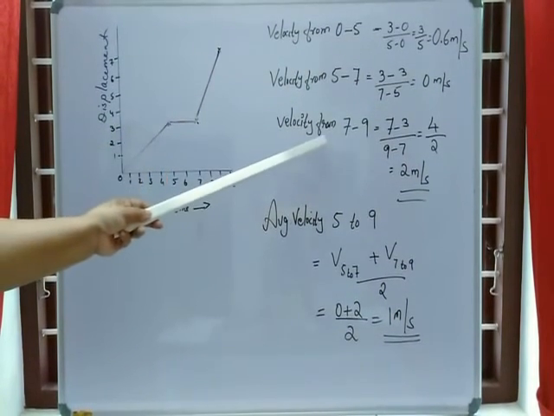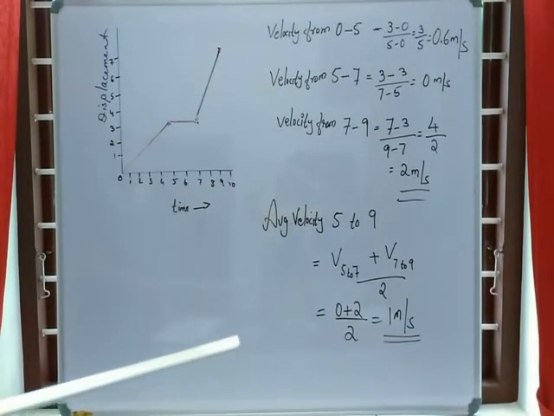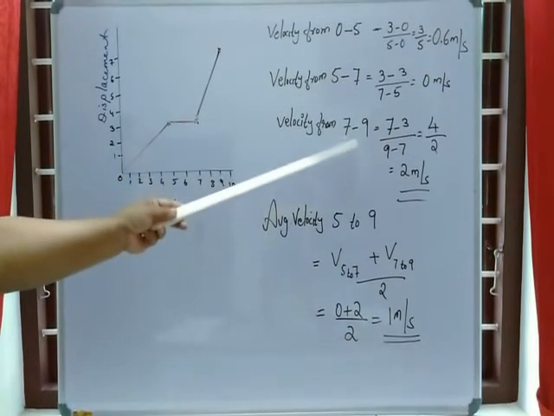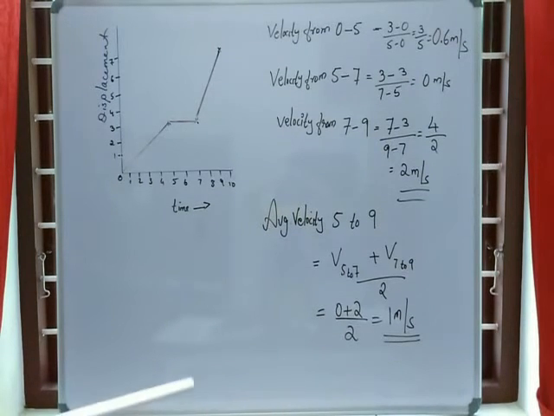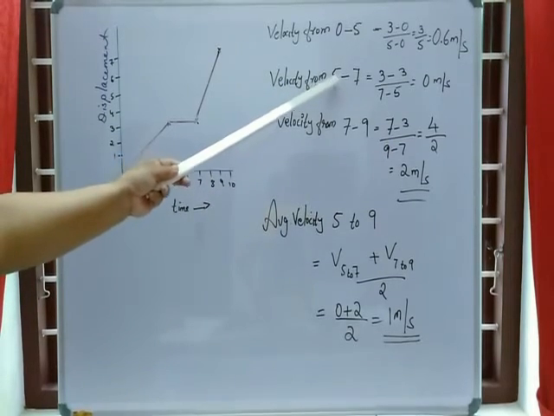Then we calculate from 7 to 9. The last question is to calculate the average velocity from 5 to 9. You are asked to calculate the average. How will you calculate the average of two numbers? Sum of two numbers divided by 2. If you are asked to calculate the average of three numbers, sum of three numbers divided by 3. So here the question is from 5 to 9.